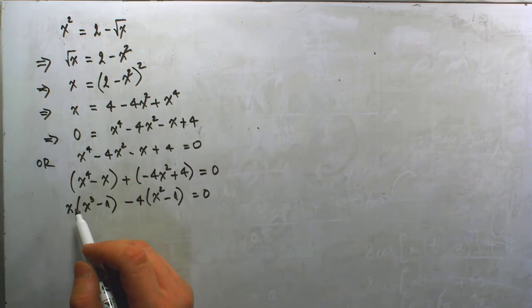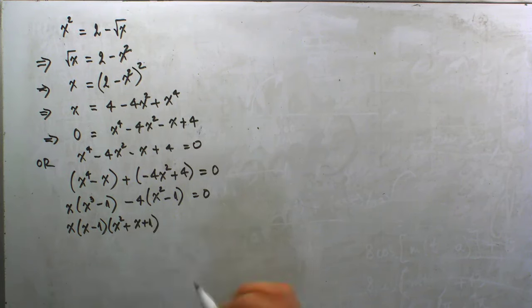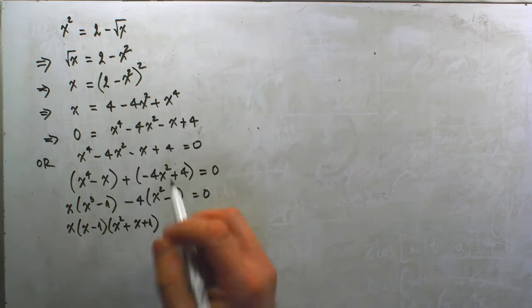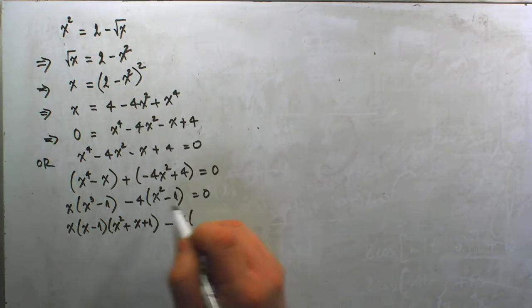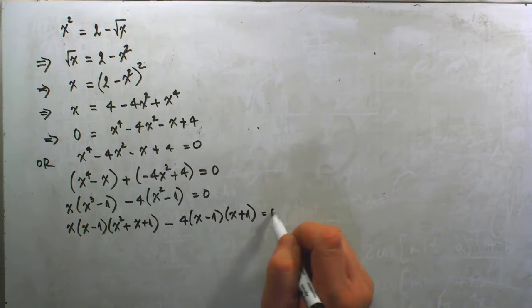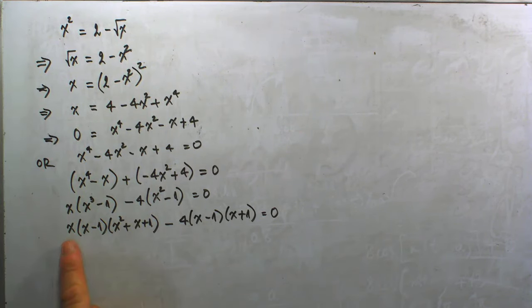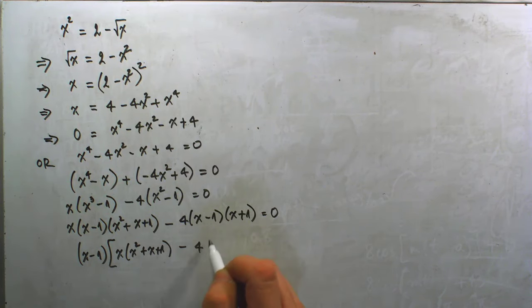And so now we can factor even further. The x cubed minus 1 here can be factored into x minus 1 times x squared plus x plus 1. Notice this x factor here stayed unchanged, and here the minus 4. Now the x squared minus 1 is a difference of two squares, so it factors into x minus 1 times x plus 1, equals 0. And so now we can see that between the two groups we have the common factor x minus 1, so we can factor it out as x minus 1, leaving behind x squared plus x plus 1 minus 4 times x plus 1.